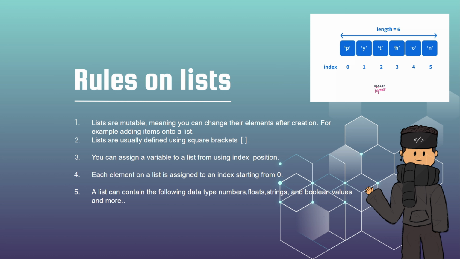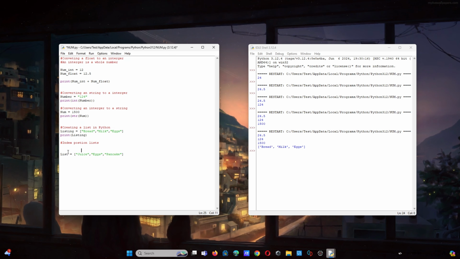You can assign a variable to a list item using the index position. Each element on a list is assigned an index position starting from 0. A list can contain the following data types, such as numbers, floats, strings and boolean values, and more. In lists, the index position always starts with 0.